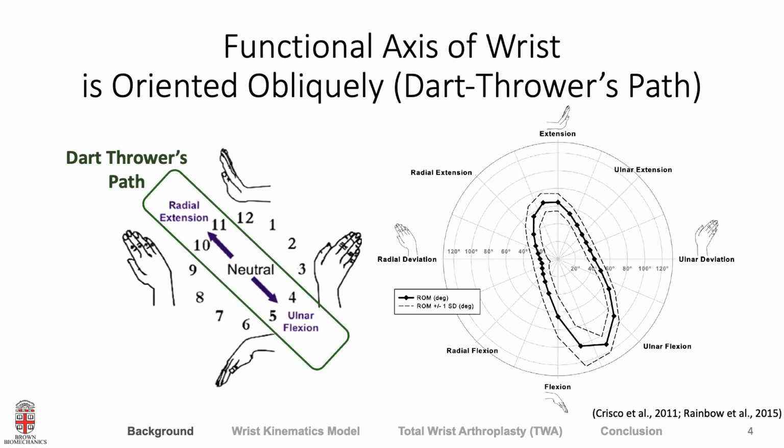Anatomical axes are important, but the wrist motion during occupational and household activities, like hammering or pouring water in a cup, is aligned with a combination of these axes. This oblique axis is named the functional axis of the wrist, or dart thrower's path. And it can cover the largest magnitude of the range of motion, and it goes from radial extension to ulnar flexion.